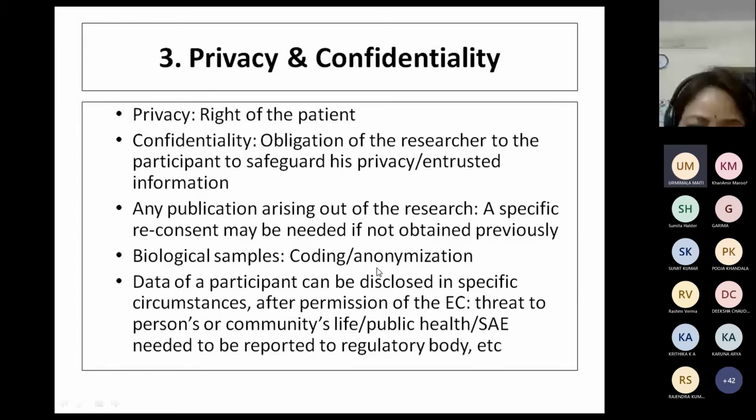There are certain special circumstances where the data of a participant can be disclosed. For example, there is a threat to the person's or the community's life. In such cases, only the data of the participant can be disclosed. Otherwise, for all intents and purposes, you should always make sure that any information that you have gathered from the participant is confidential and the privacy of the individual is always maintained.